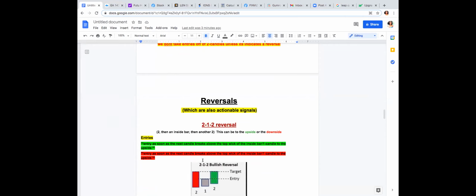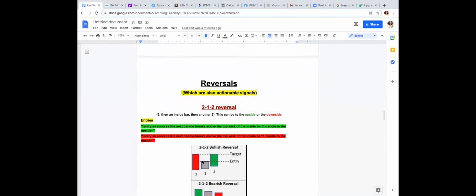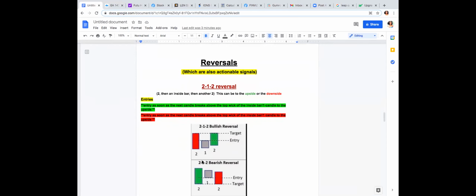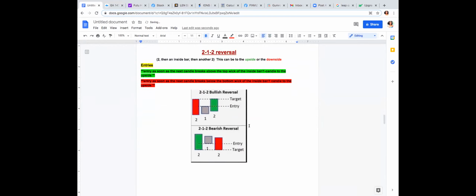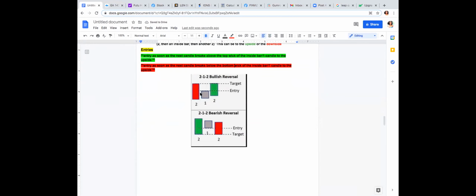So if it's bullish, your entry is going to be as soon as the next candle breaks above the top portion of the inside bar, which is the 1 candle, to the upside. If it's bearish, your entry is going to be as soon as the next candle breaks below, and I should have put below. I'm sorry, you guys, this is my copy and paste. I tried to get this together today. Below the bottom portion of the inside bar candle, or the 1 candle. All right. So as you can see here, it gives you your entries as well as your targets, if it's either bullish or bearish on the reversal.